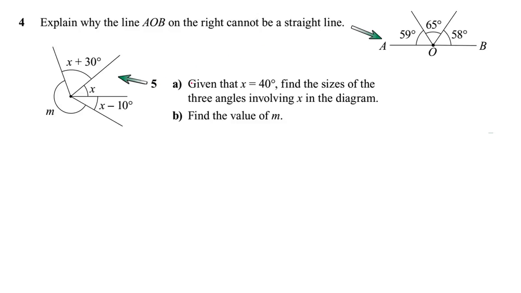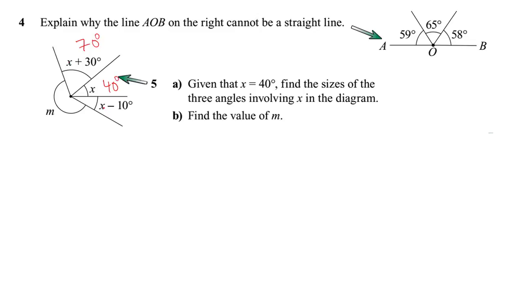Right, question 5, it says, given that x is 40, find the size of the three angles involving x in the diagram. Then find the value of m. Okay, so m is this other side. We've been told that x is 40 degrees. So all you need to do now is to find what these angles are. Right, so with this angle here, this is 40 degrees. So that's 40, then plus 30, that's going to be 70. So I've got 70 degrees as my first angle. Now this x here, they said is 40 degrees, so that's going to be 40.